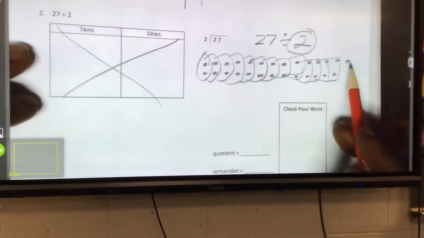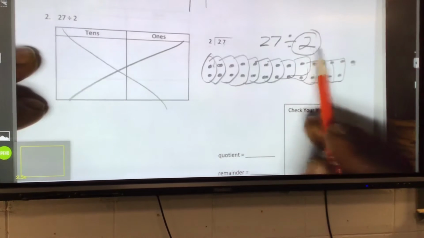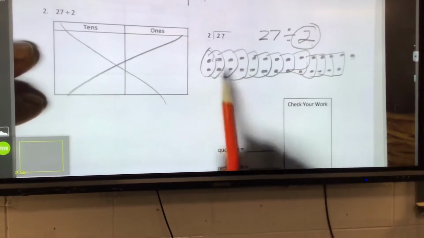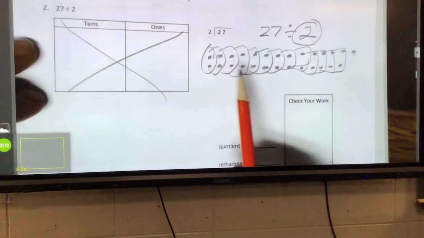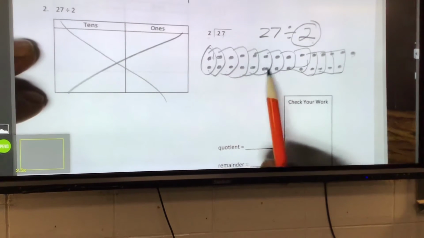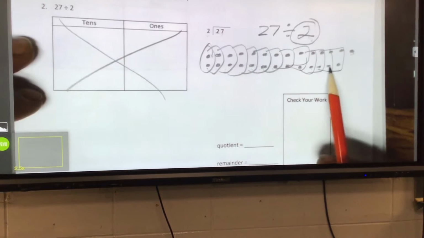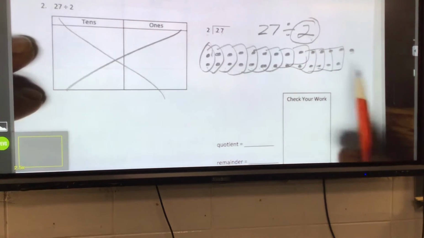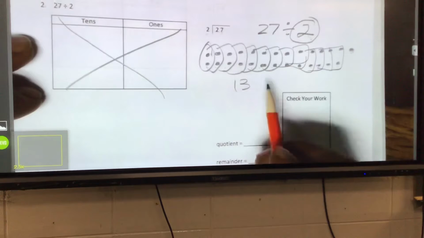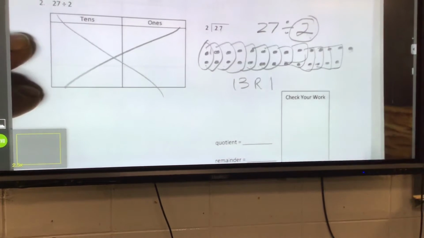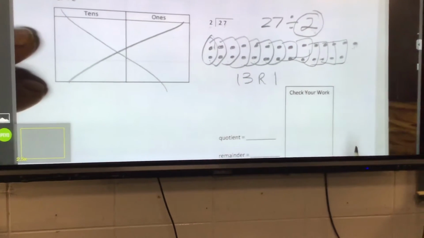Why didn't I circle the last one? Because it's not in a group of what? 2. So now I'm going to count my groups: 1, 2, 3, 4, 5, 6, 7, 8, 9, 10, 11, 12, 13. So my answer is 13 remainder 1. I got 1 left. That's my remainder.